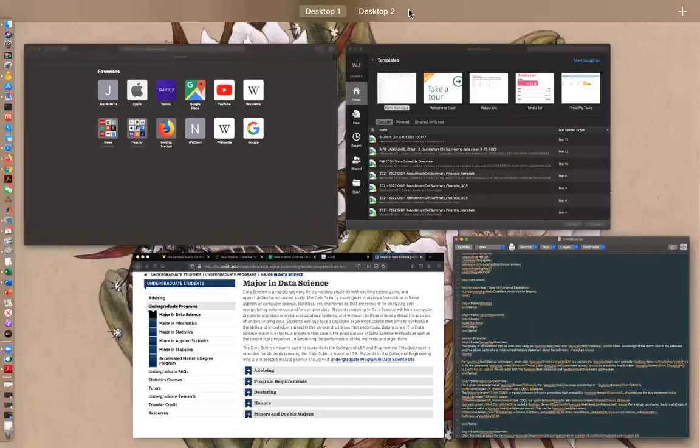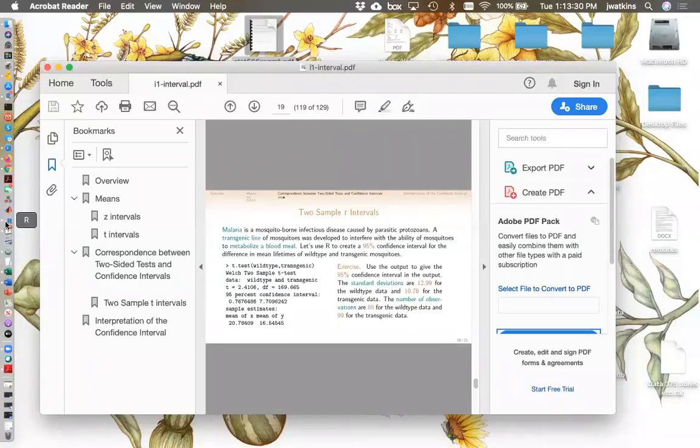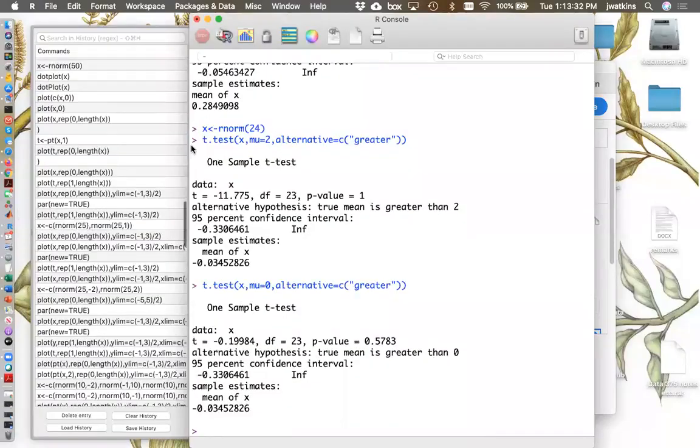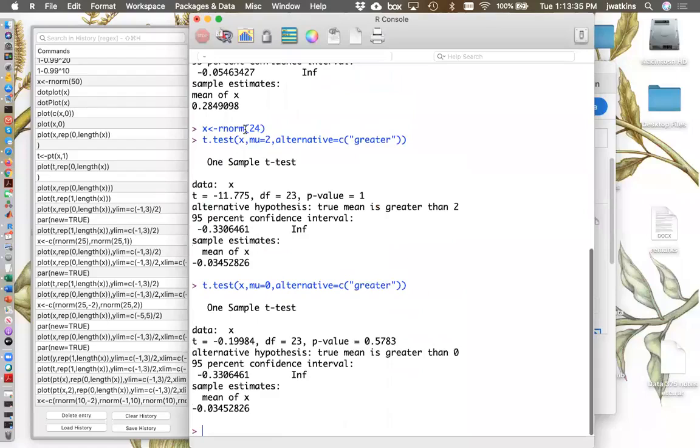Whoops, I want to go back to R. So I need an S1, which was 12.99, and an S2, which was 10.78. You can correct me if I'm wrong. And then I need an N1, which was 88, and an N2, which was 99.